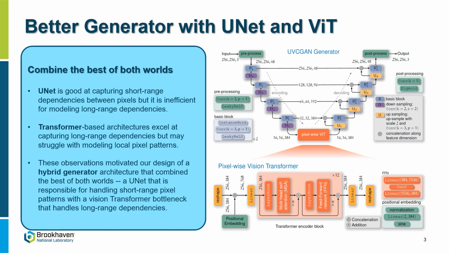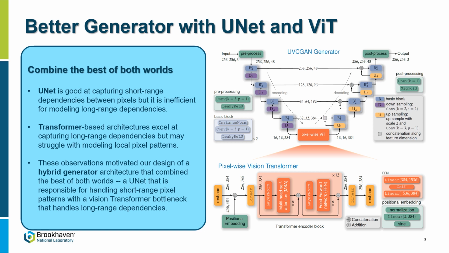The CycleGAN codebase provided two choices for generators, ResNet-based and UNet-based. While the UNet-based generator is inferior to the ResNet-based one on some tasks with natural images, it worked better on our physics-motivated task. Hence, we decided to use the UNet-based generator as the starting point of our design.